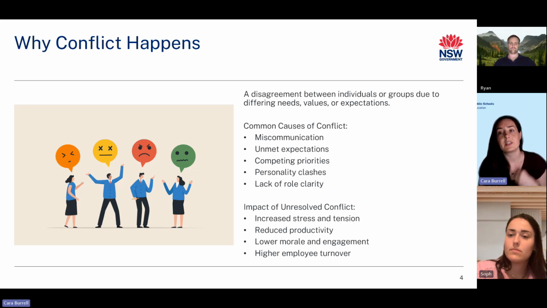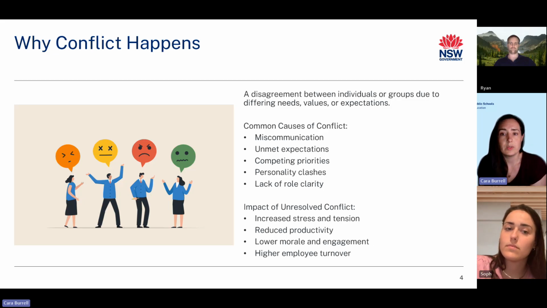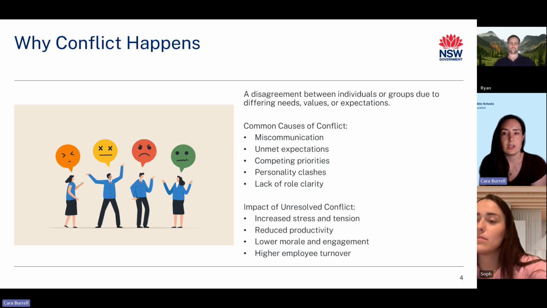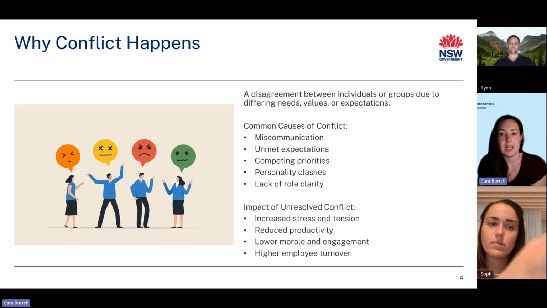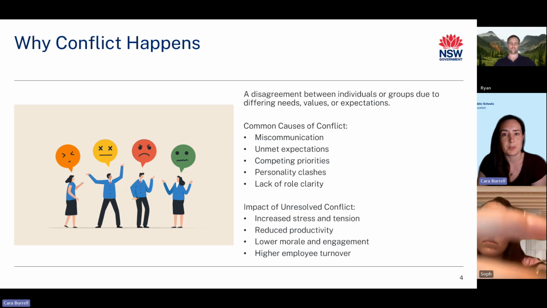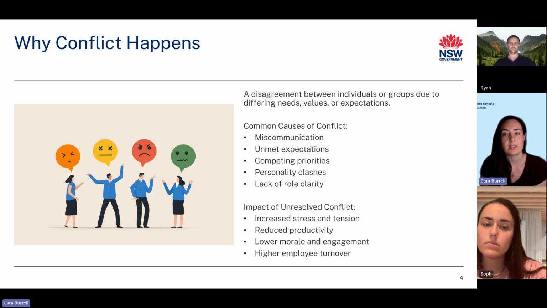Conflict happens when there is a disagreement between individuals or teams due to different needs, values, expectations, or priorities. It can be as small as a misunderstanding over an email or as large as an ongoing dispute about roles and responsibilities. There are 5 common causes of workplace conflict.